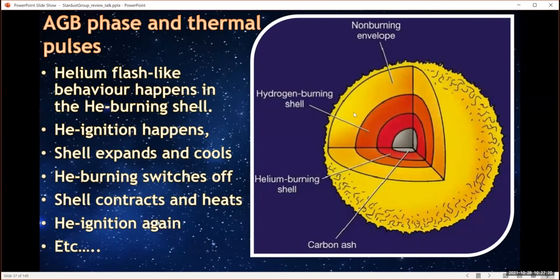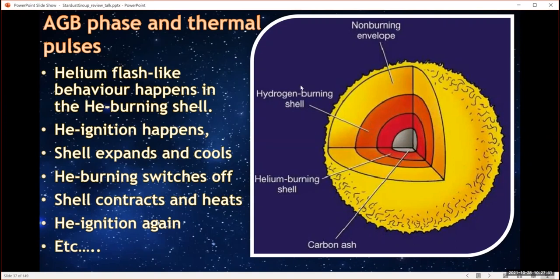Whereas the pulsation that happens here due to helium getting more or less ionized is not going to have a huge effect on the overall structure. It's causing the star to get bigger and smaller, but it's not going to have a huge effect. Whereas when the helium burning switches on and off, it's going to have a huge effect.